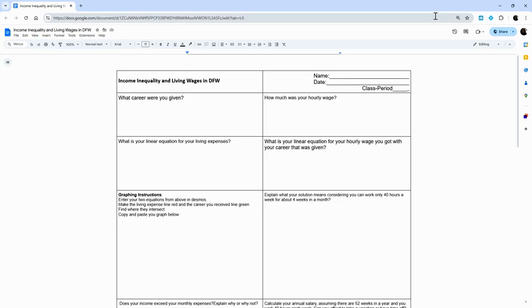It's a starting point. Are you starting off in the positive? Are you starting off in the negative? Everybody for this experience is going to start off at zero. And then graphing instructions, they're going to need to put this in Desmos.